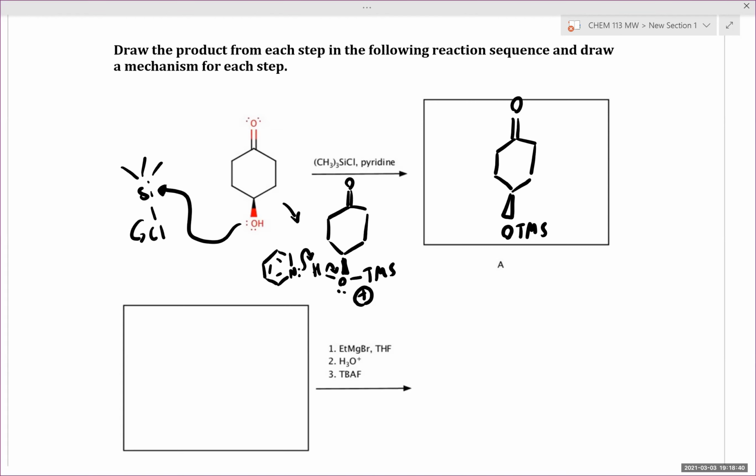Does this make sense to everyone so far? Does everyone see how in the first step we're just doing a textbook alcohol protection, as noted by many students in the chat?